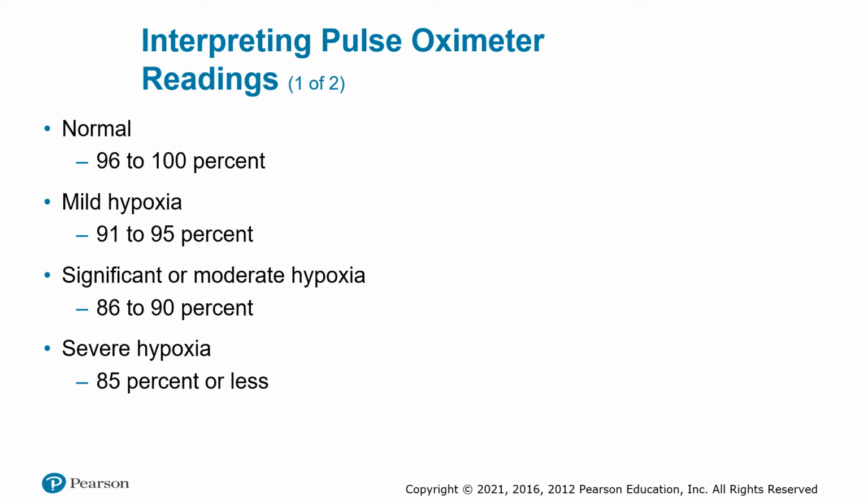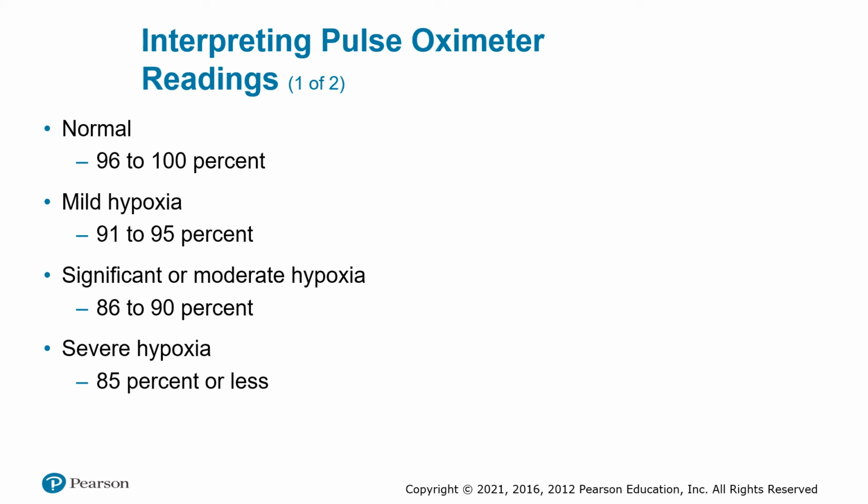When we interpret pulse ox readings, normal is 96 to 100%. Mild hypoxia is anywhere from 91 to 95. Significant or moderate hypoxia is 86 to 90. And severe hypoxia is 85% or less.